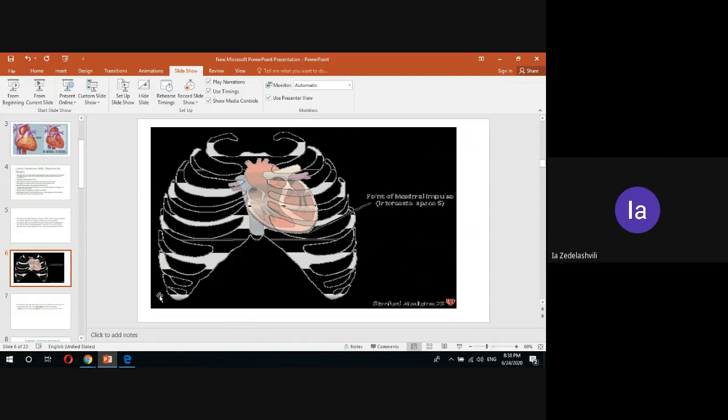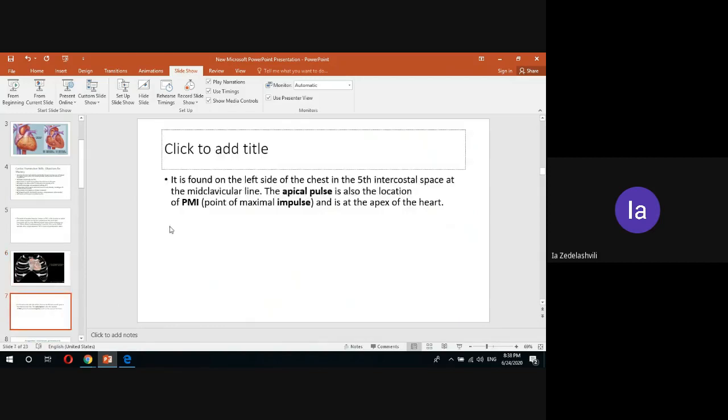Okay, maximal impulse. Let's see what we have to find. It is found on the left side of the chest in the fifth intercostal space at the mid-clavicle line. The apical pulse is also the location of the PMI, the point of maximal impulse, and is at the apex of the heart.